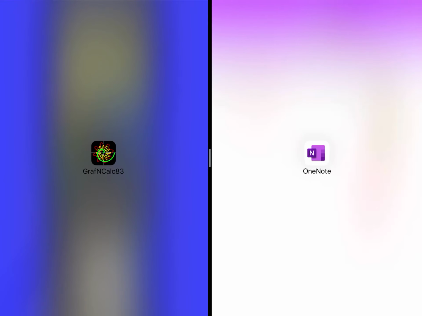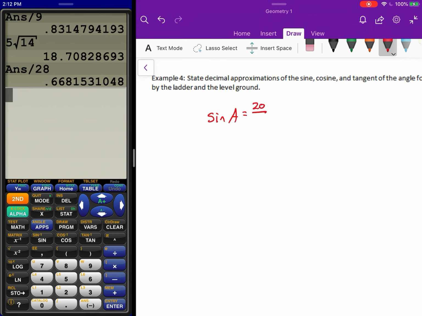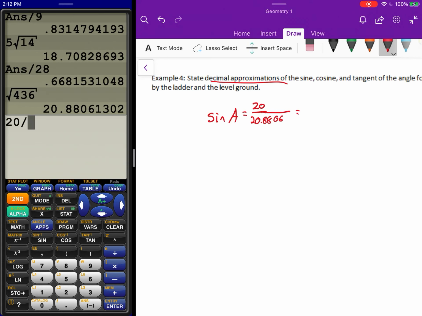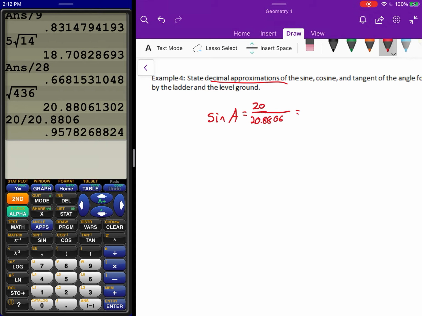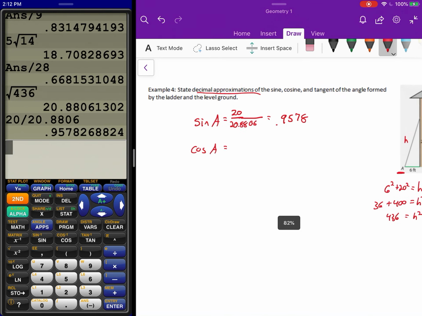Get the calculator out here. We want the square root of 436, which is 20.8806. So we want the decimal approximation. Well, we can do 20 divided by 20.8806. That's 0.9578.